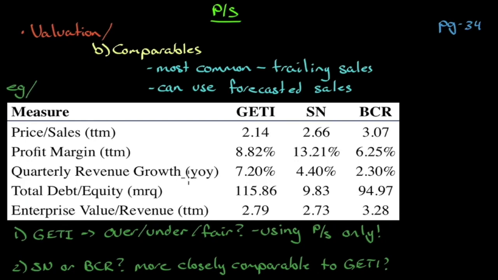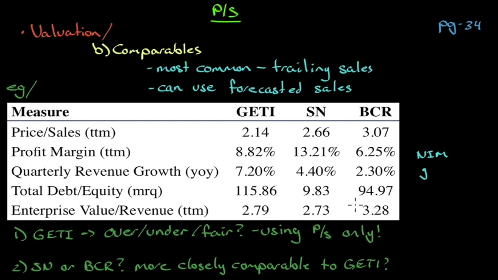If we look at our G, our quarterly revenue growth, 7%, 4%, this has much lower growth, much lower profit margin. Remember now, price to sales was an increasing function of our net income margin and of our G. Well, it doesn't make any sense. Going from GETI to BCR, BCR is lower on both. And if we look at our enterprise value to revenue, it's very close. GETI and SN are very close, but BCR is sort of off on that one.